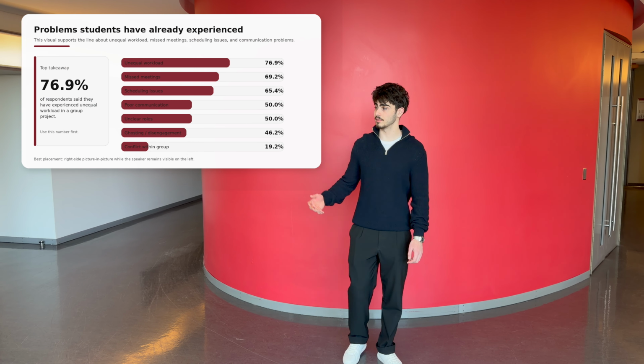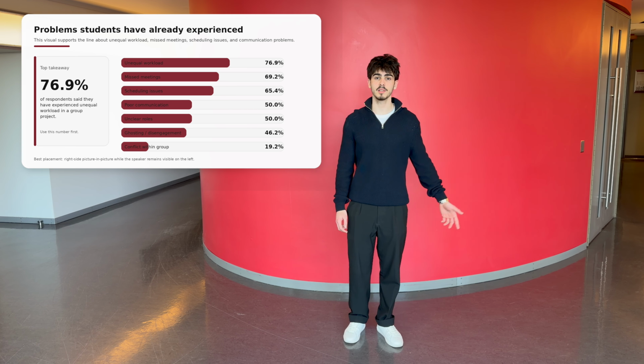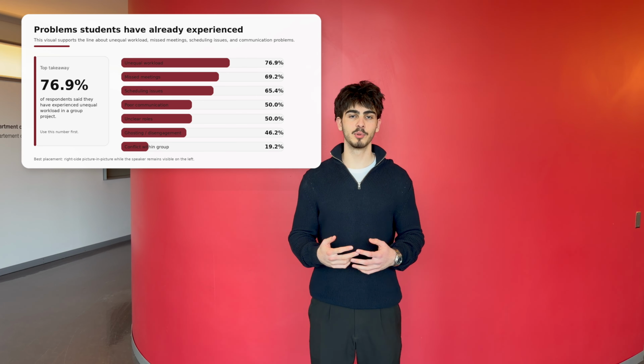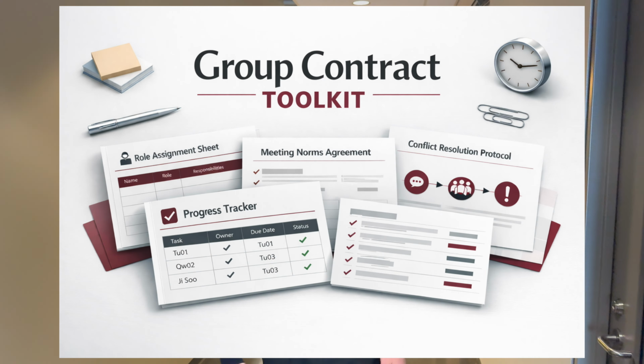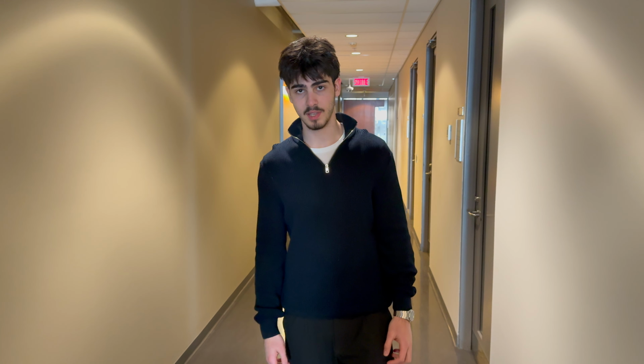77% of students said they've experienced unequal workload, while 69% said they experienced teammates missing meetings, and 65% reported scheduling difficulties. And half reported poor communication skills and unequal roles and contribution. Our solution was to create a group contract toolkit, a structured, easy-to-use resource that student teams can complete at the start of any group project to set themselves up for success.